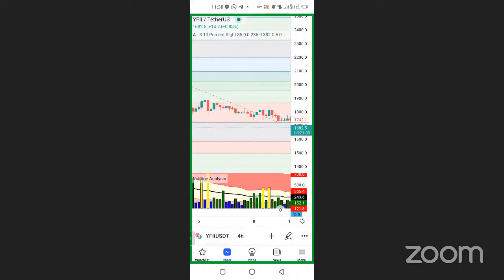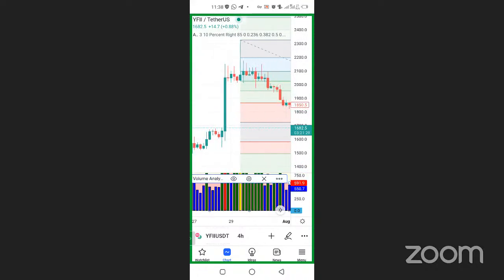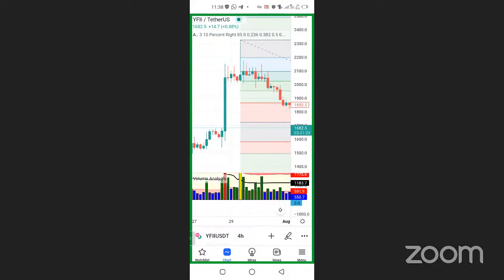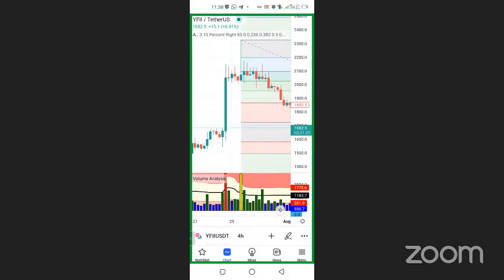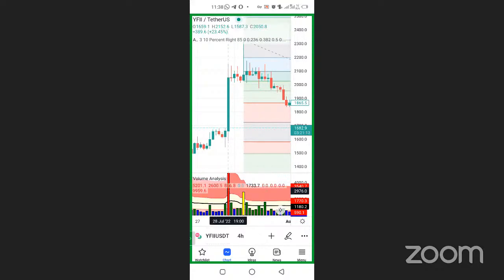We have the red bar, which indicates very high volume in the market. There is very high volume in the market. I hope you see this. You see where this red bar acted here. You saw what this YFI did. Now, we said the yellow bar is high volume.